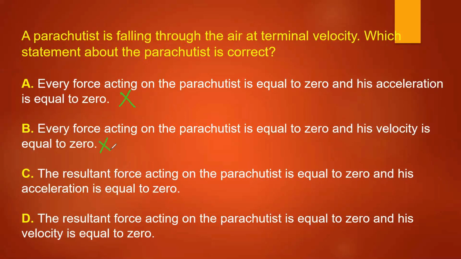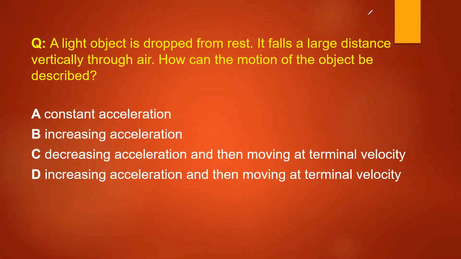C, the resultant force acting on the parachutist is equal to 0 and his acceleration is equal to 0. That is true. When upward and downward forces are equal, then the resultant force is equal to 0, and ma equals 0, that means the acceleration is going to be 0, so that is the correct option. We are going to see the next question.